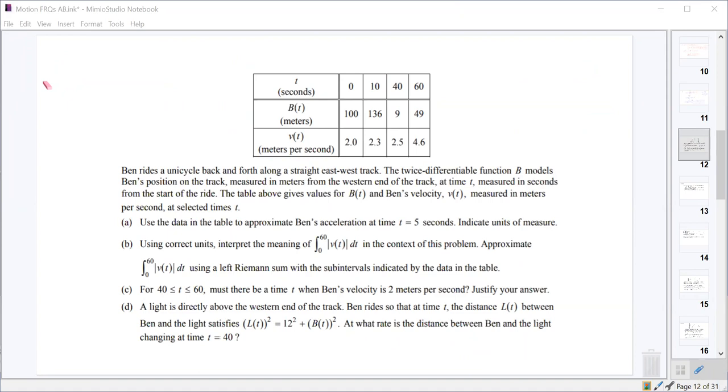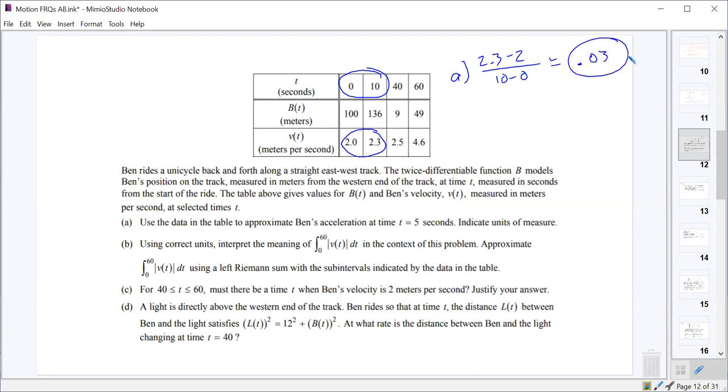And you guys already did this one too, right? Good. So first off, we want to use the data in the table to approximate his acceleration at t equals 5, right? So how do we approximate the acceleration? That's just the slope of the velocity on the interval surrounding 5. So part A ought to be 2.3 minus 2 over 10 minus 0, or 0.03. Indicate units of measure. Acceleration, meters per second squared. Make sure you put the units.